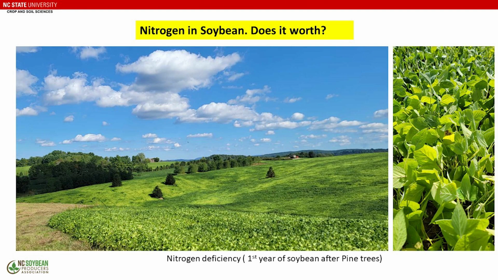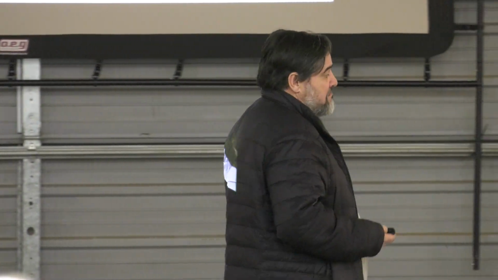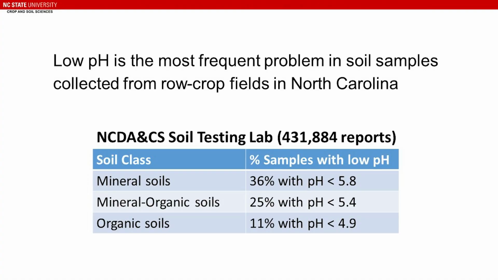This is one producer from Virginia that had pine trees in the previous year, and they have a huge problem with nitrogen deficiency because you don't have a lot of microorganisms in the soil. In this situation, maybe nitrogen would be an option in the toolbox. I do not recommend nitrogen in normal situations, but maybe in this one, we should think about that.